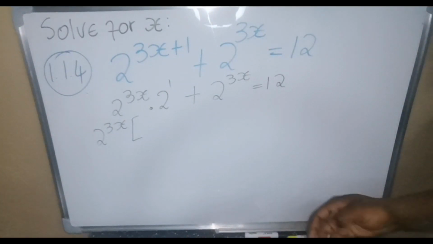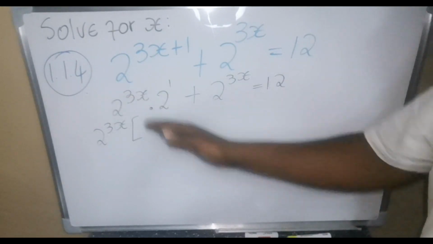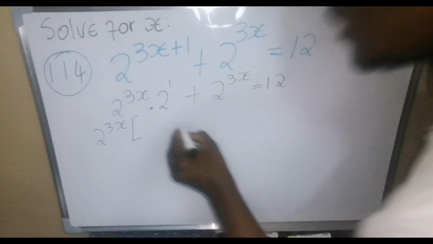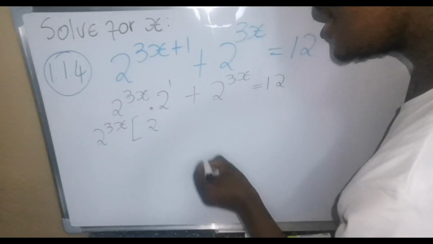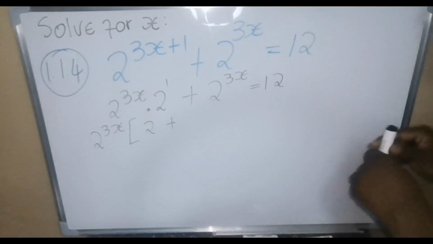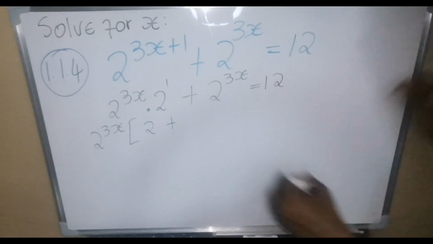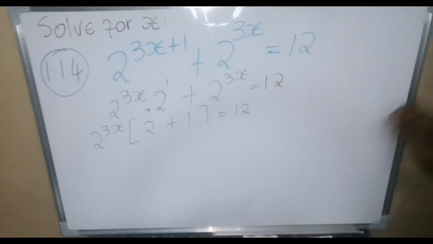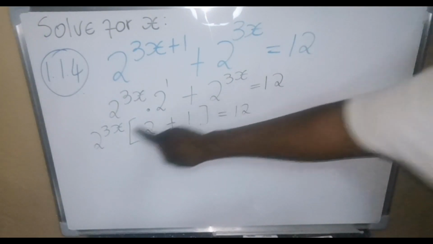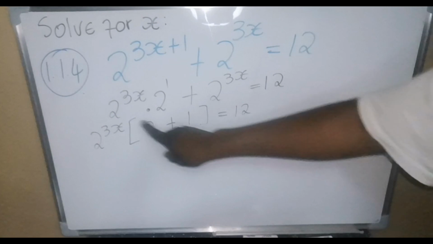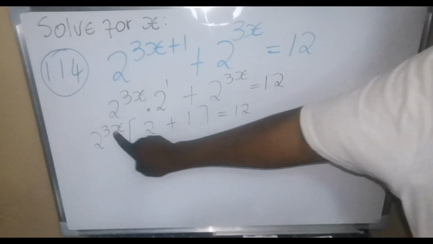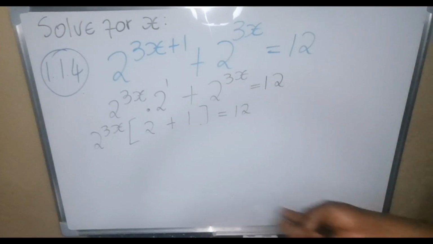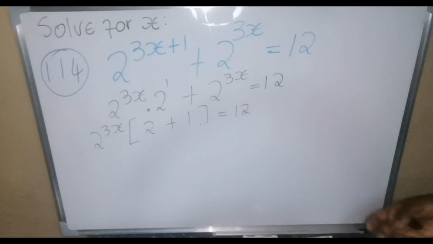And when I remove 2 to power 3x on my first term here, I'm left with 2 only. I'm going to have 2 here, plus. When I remove 2 to power 3x, I'm left with 1 here, equal to 12. 2 to power 3x divided by 2 to power 3x gives 1 here. And 2 to power 3x times 2 divided by 2 to power 3x, the 2 to power 3x cancels, so you'll be left with 2. That's how we found 2 plus 1 inside the brackets.